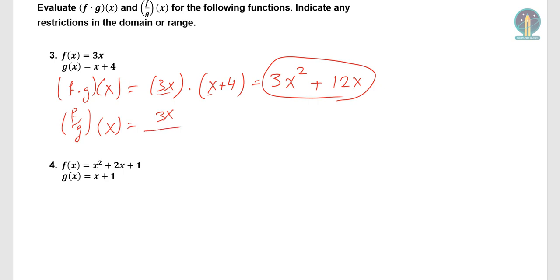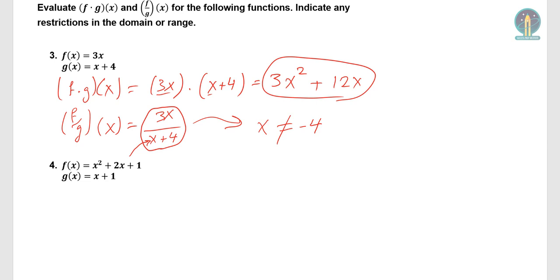And then f over g of x equals 3x over x plus 4, which has no further simplification, but I have to list that x is not equal to, or x cannot equal, negative 4. Okay, because if I plug in negative 4 here, I get 0 for the denominator, and that would be illegal.